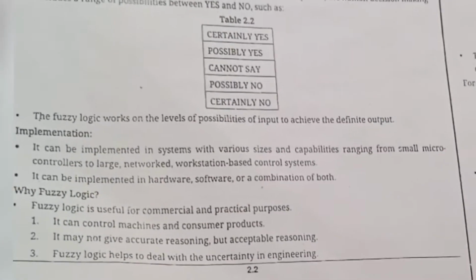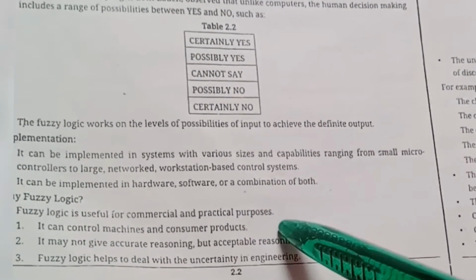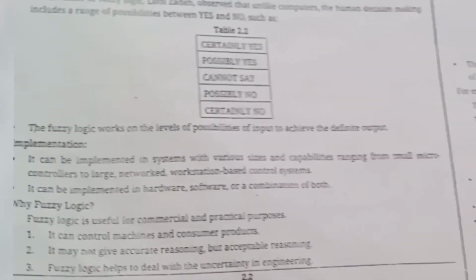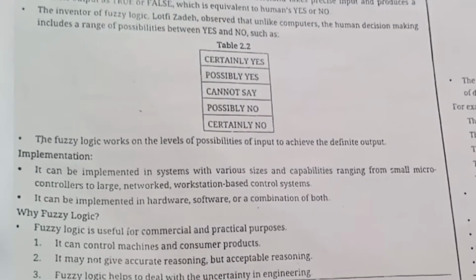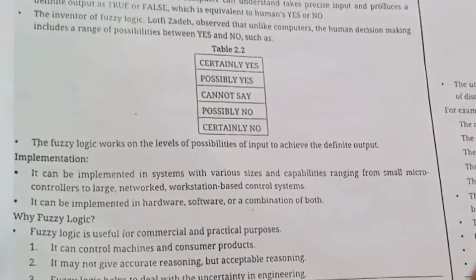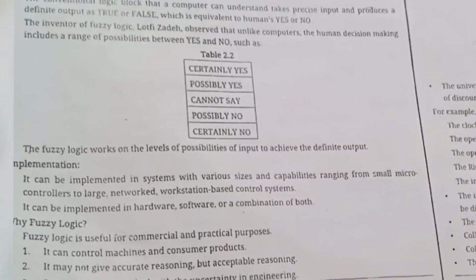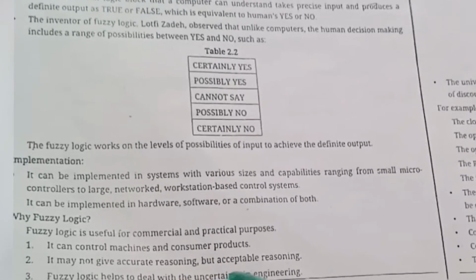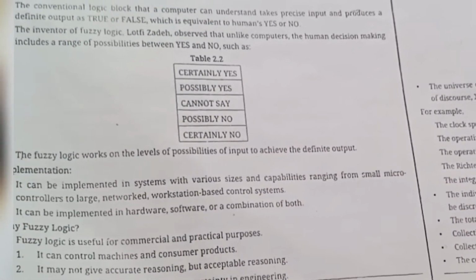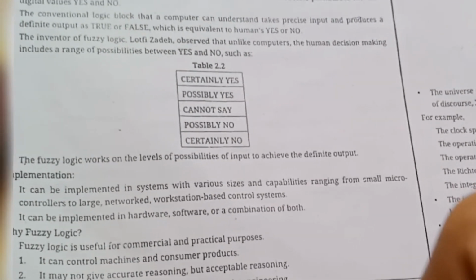Now, why study fuzzy logic? It is very useful for commercial and practical purposes. Fuzzy logic can control machines and consumer products. Yes, it may not give accurate reasoning, but acceptable reasoning as humans do. It also helps with uncertainty in engineering, as fuzzy logic works in ambiguous situations also. So these are the reasons and uses of fuzzy logic.